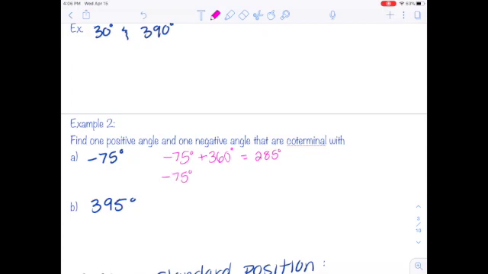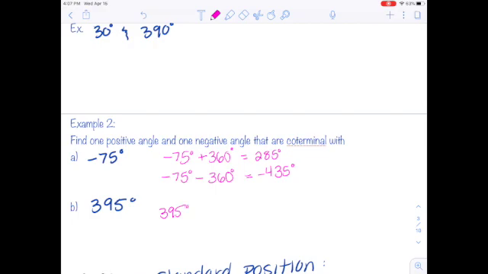Now, what if you took that negative 75 degrees and wanted a negative coterminal angle? You would just subtract a full spin around your circle of 360 degrees, which would give you a negative 435 degrees. So coterminal angles have the same terminal side. And just for extra practice, you've got 395.